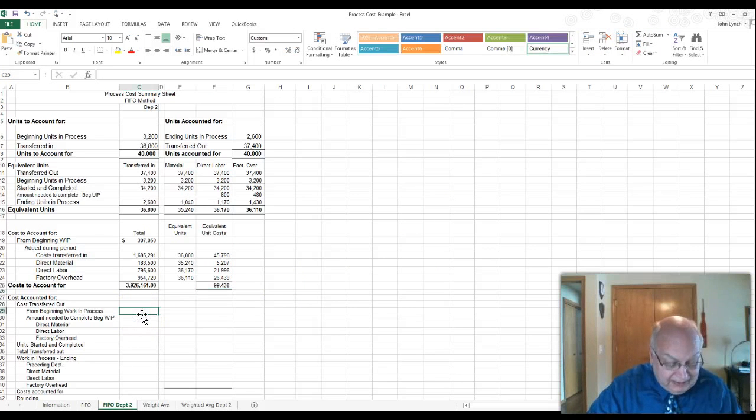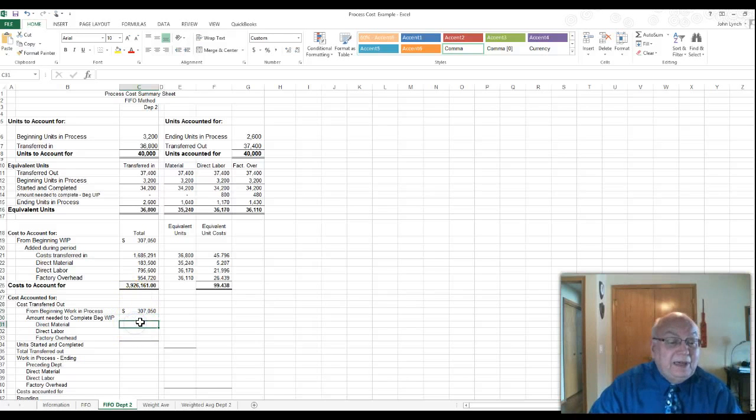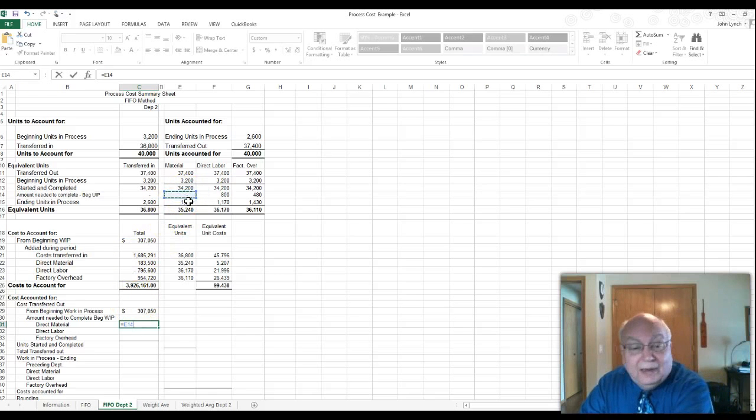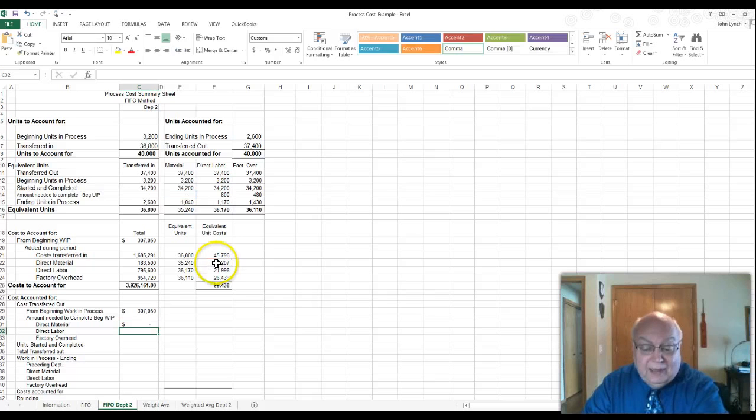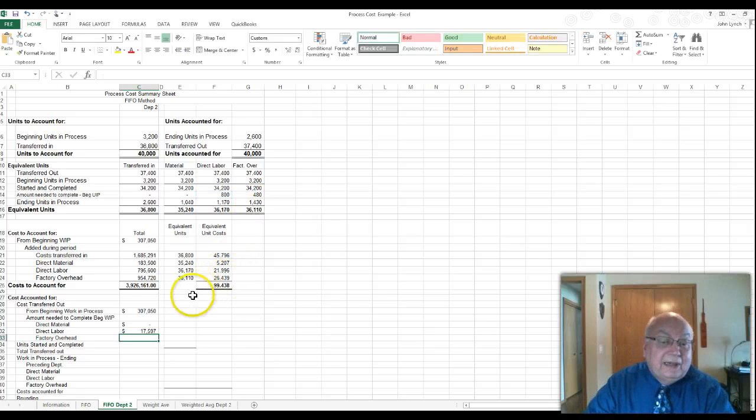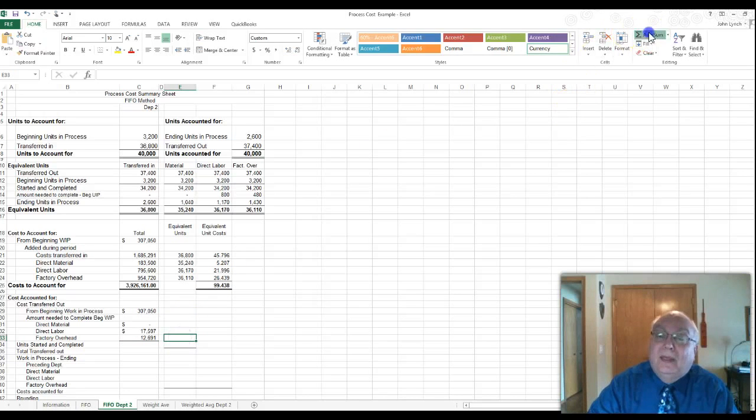Now, for transferred out, we have from beginning work in process, that's that total right there. So that's all we need there. Amount needed to complete. Now you notice on this one, I leave out the transferred in because like I said, that will never ever be one you need, but you need this row here times the 5,207, and for the labor, it's the 800 times the 21,996, and for overhead, it's the 480 times the 26,439, and we add those numbers up there to give us 337.